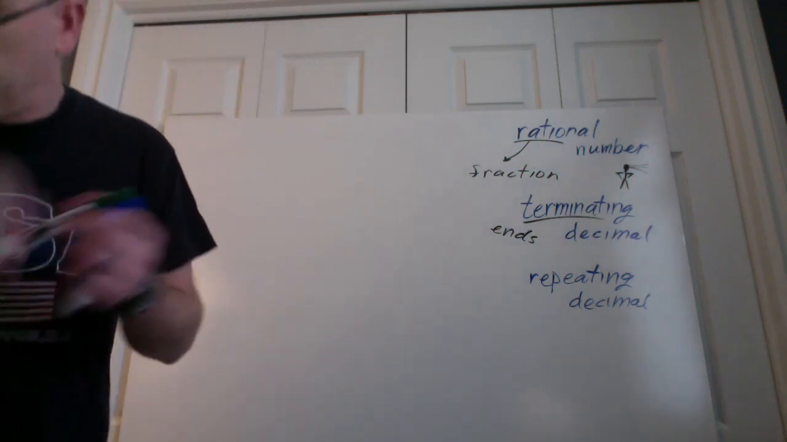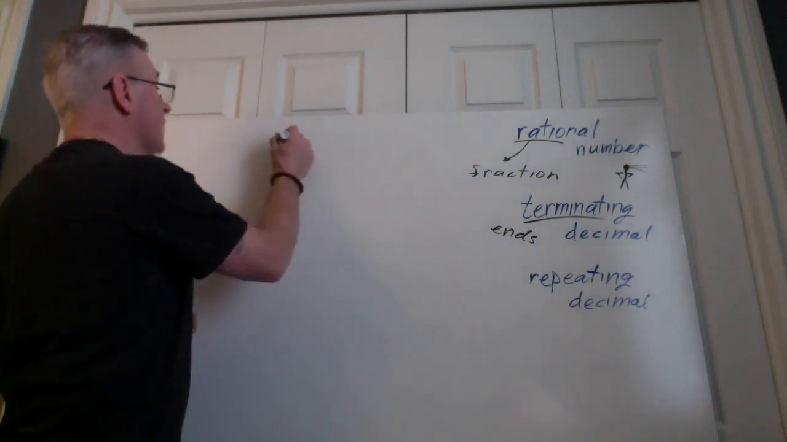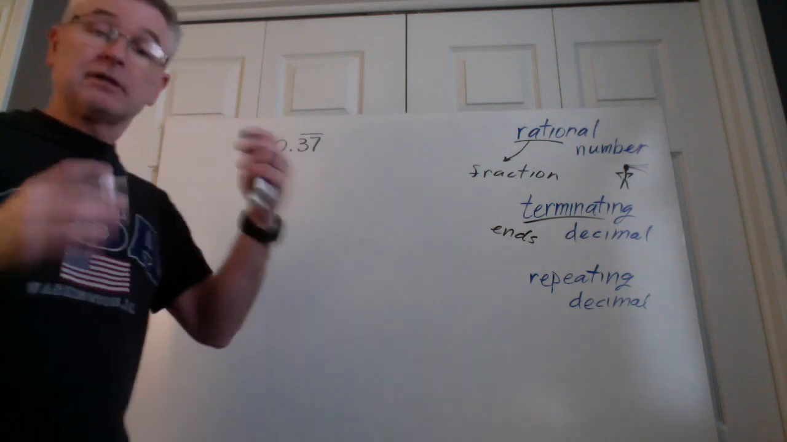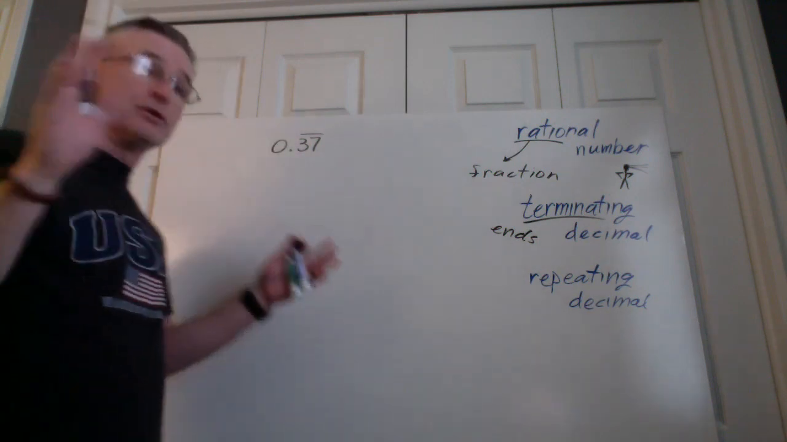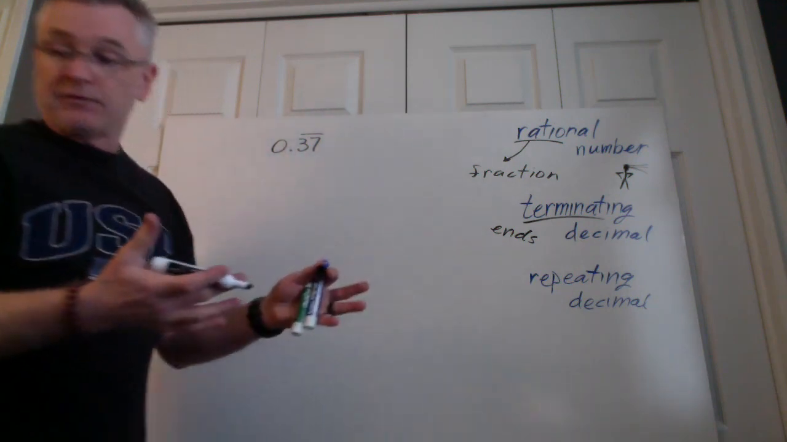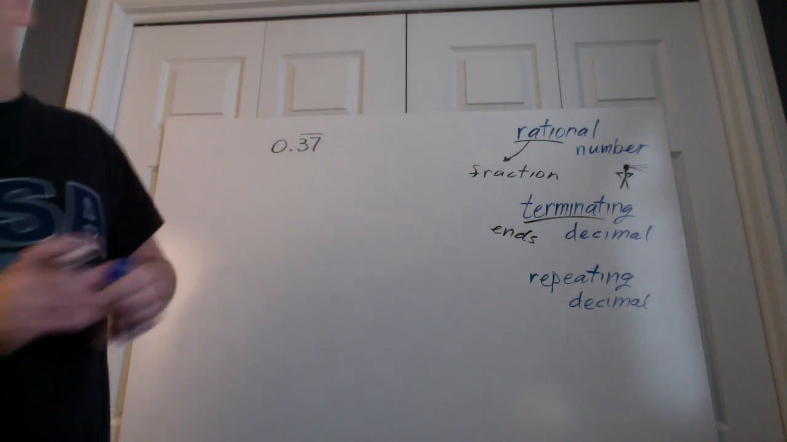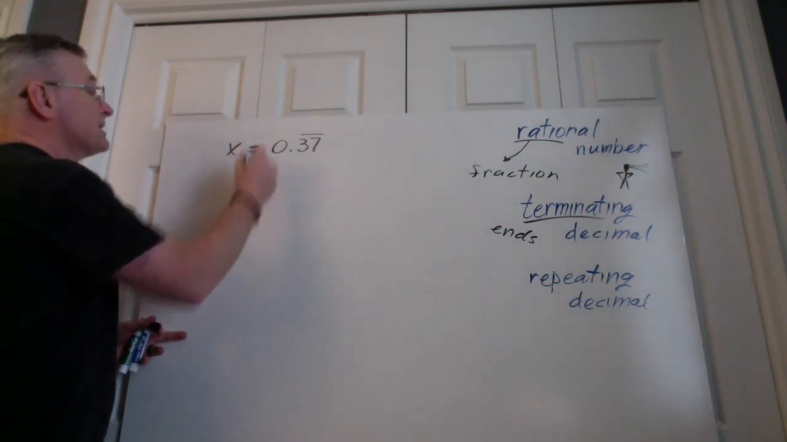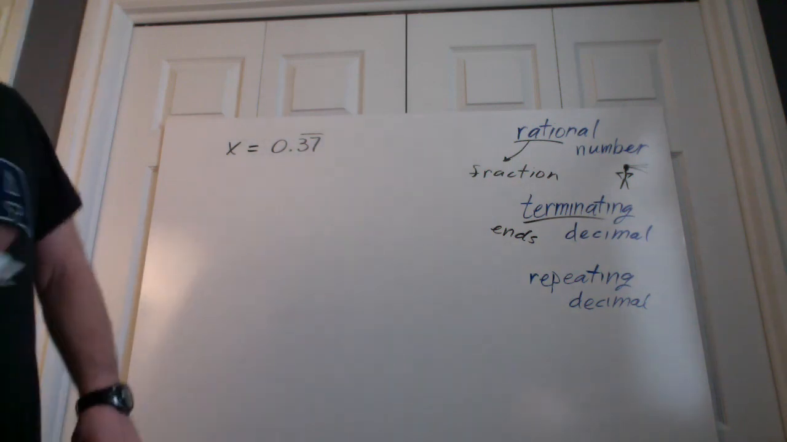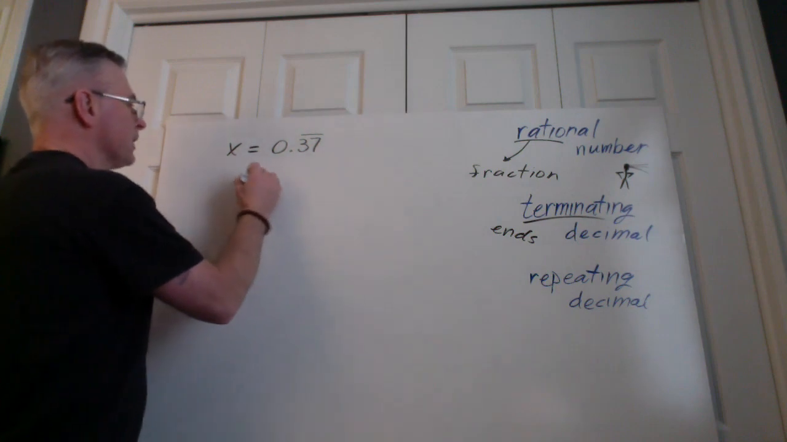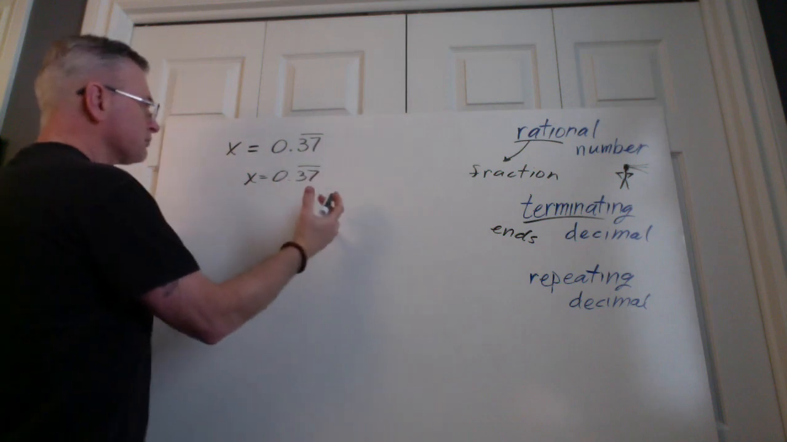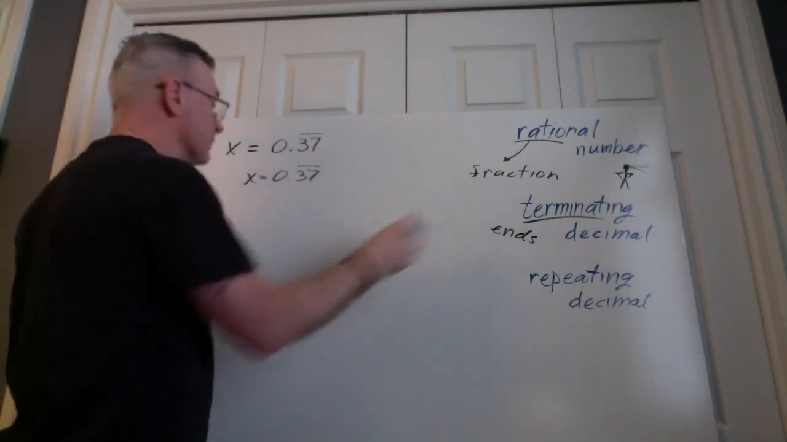So let's look first at 0.37 repeating, okay? Every single time that I do this, I have to relearn it because I really don't ever use it. So if we're going to look at this, what we're going to do is define this as x equals 0.37 repeating, which is 0.37, 37, 37, and forever.